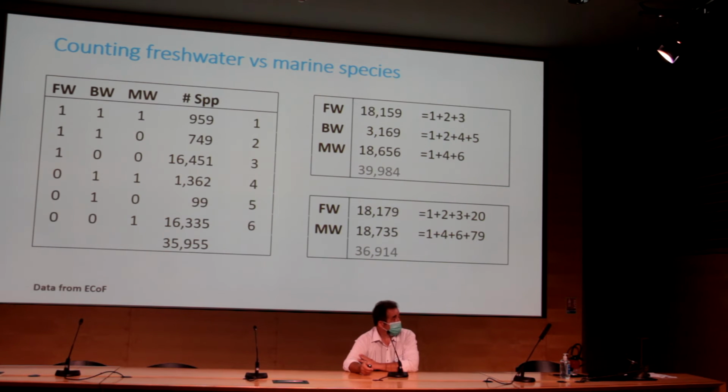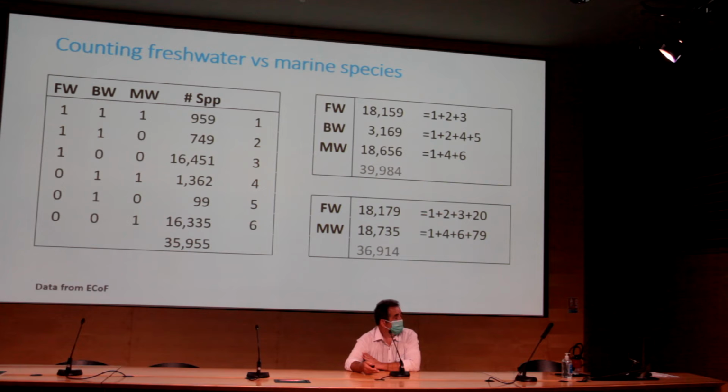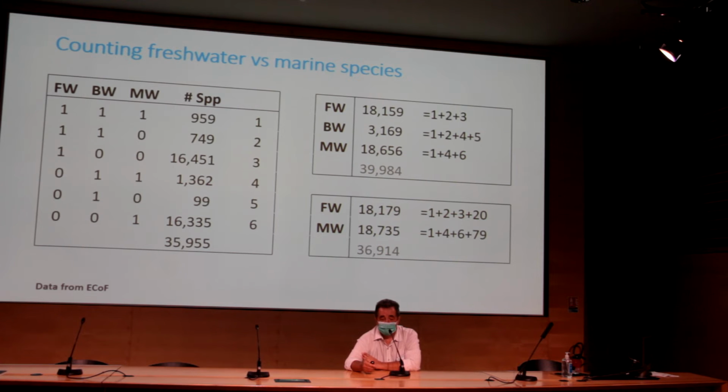So obviously the count that the WWF is the count of 18,159 species over 35,955 species, which is more or less 51%. But if you make the same count for marine species, it's 52% something. And the sum is not 100%.